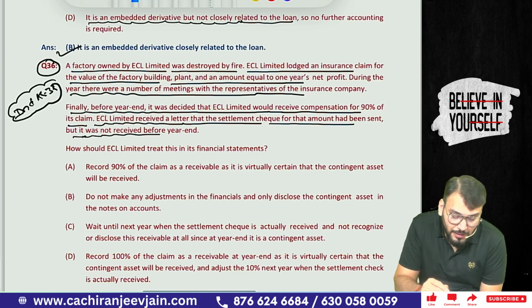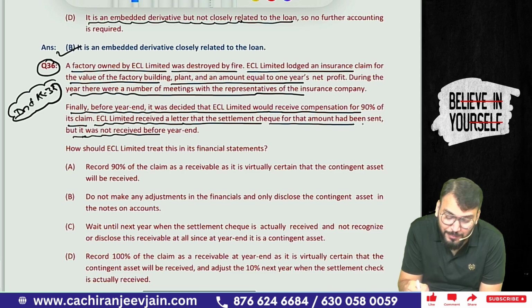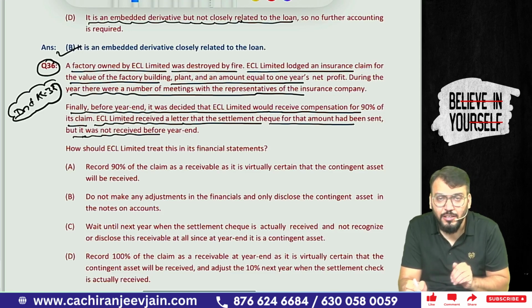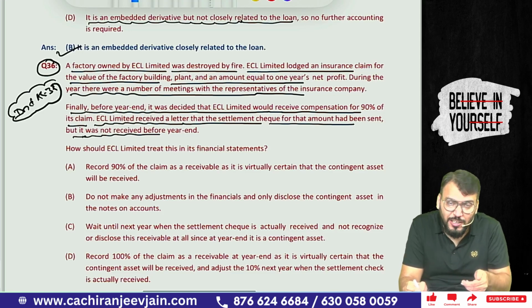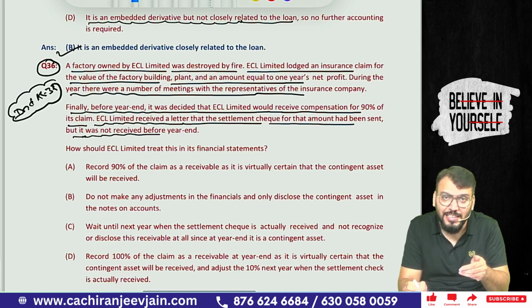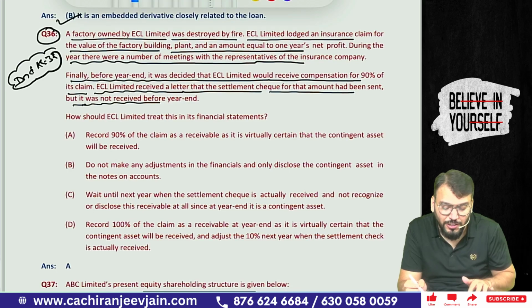You can see before year end, it was decided that ECL Limited would receive a compensation for 90% of its claim. ECL Limited received a letter that a settlement check for that amount had been sent. Means now it is virtually certain. So whenever the inflow is virtually certain, it will be recognized as an asset in the financial statement. Means it is not a contingent asset.